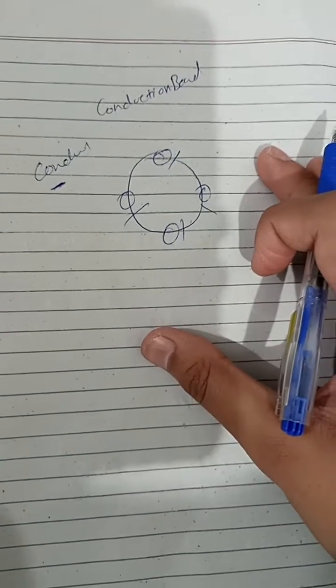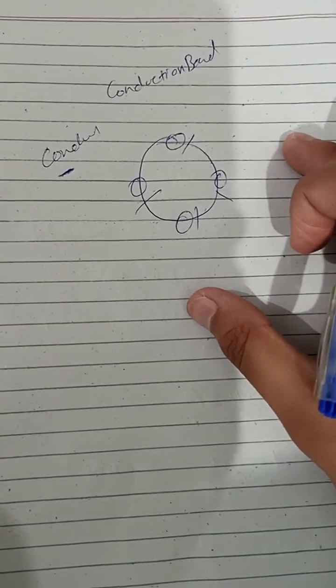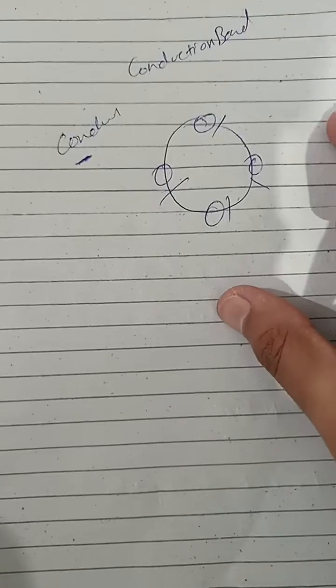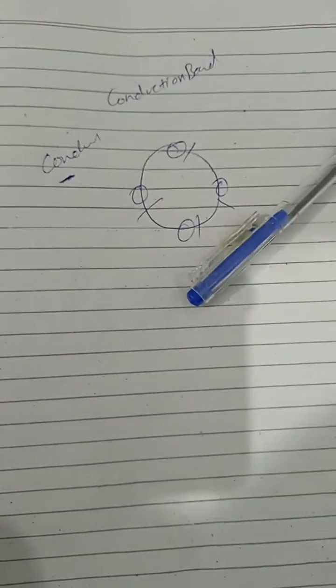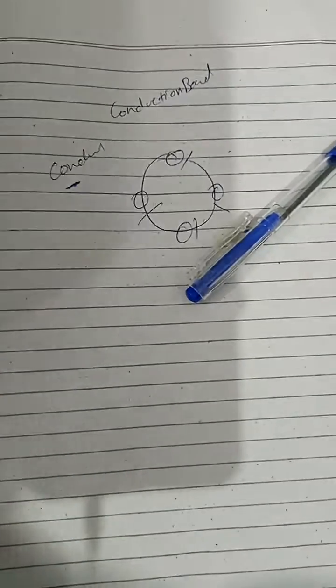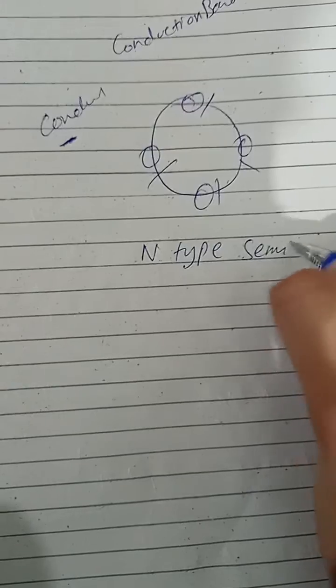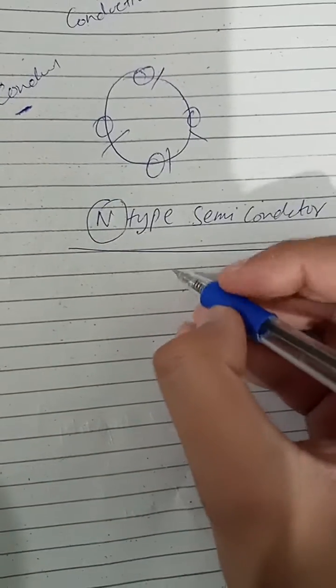So now, what are the N types and P types, or what are the extrinsic semiconductors? Extrinsic are those which have impurities. So intrinsic semiconductors will become extrinsic. Now we're going to study the N type semiconductors. So what is an N type semiconductor? It means a negative type of semiconductor.